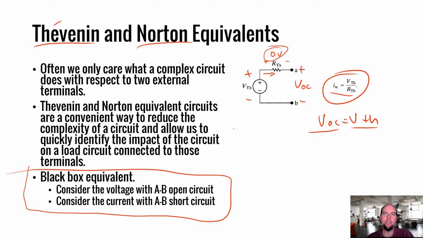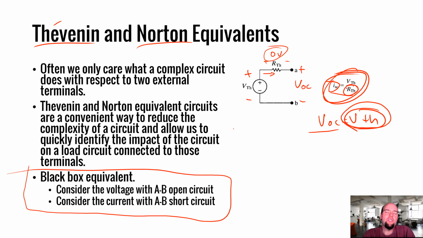So these are the two tests we can do. We can say, however complicated my circuit is, if I shorted the terminals and measured the current, that's going to give me this relationship. And if I left the terminals open and I measured the voltage, that's going to tell me the Thevenin voltage. And knowing these, if I know the short circuit current and I know the Thevenin voltage, then I can calculate RTH, the Thevenin resistance.